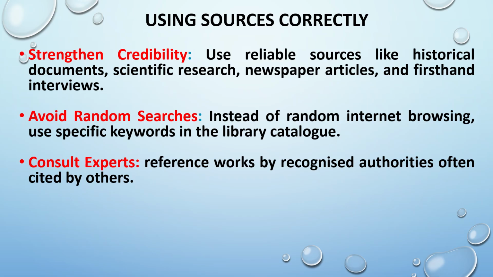Second, to avoid random searches. By using sources correctly, you are able to browse the internet directly, instead of random searching and browsing. Now we are going to look for specific keywords in the library catalogs or on the internet in order to reach the secondary sources, and then these secondary sources will help us to reach the primary sources.